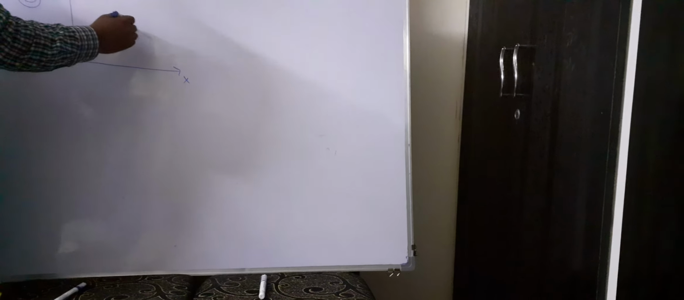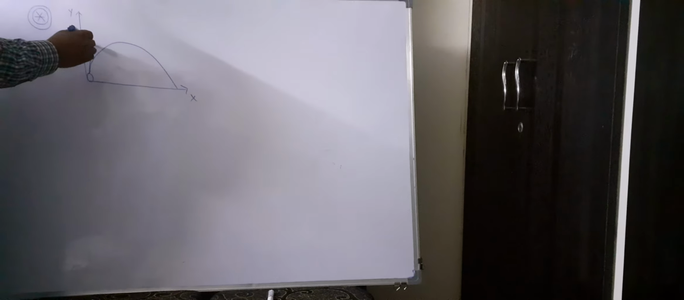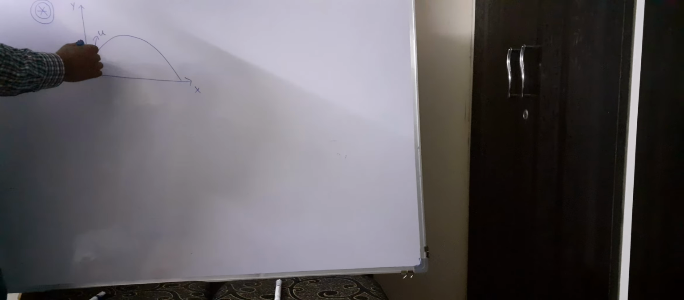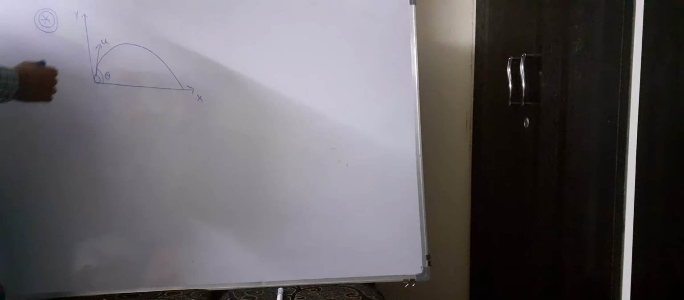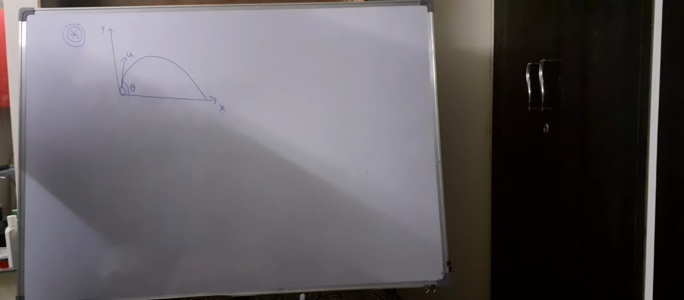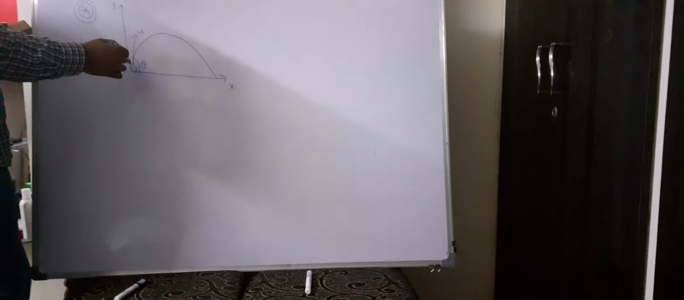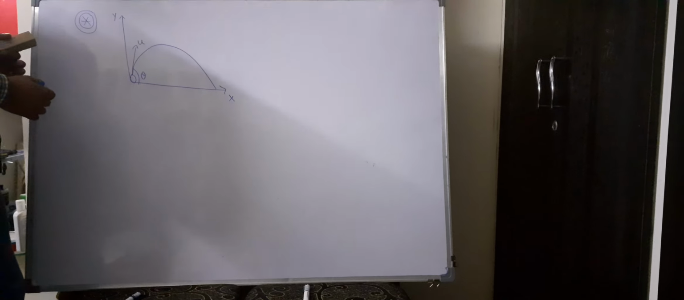Next situation, look here. In this situation, a projectile is given. This is the x-axis, this is the y-axis, and this is the body, projected with a speed u. It makes an angle theta. Here the body is projected with a speed u at an angle theta.